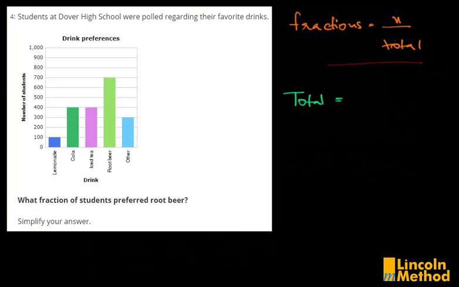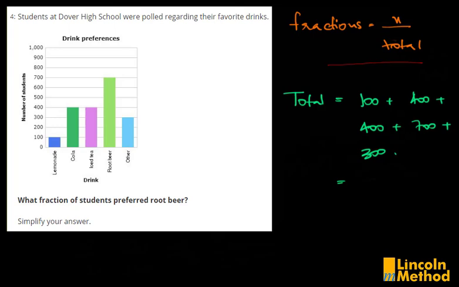So the students who prefer lemonade are 100 in number. Those who prefer cola are 400. Then we have those who prefer iced tea, which is 400 again. Then we have root beer, which is 700. And in the end we have a category for others, and the count for that is 300.